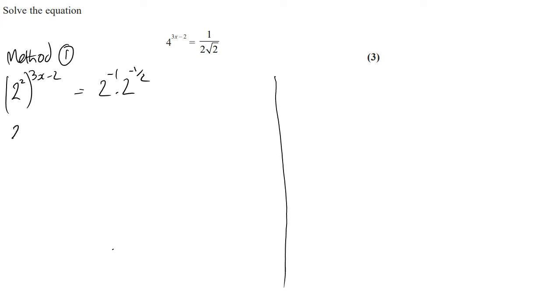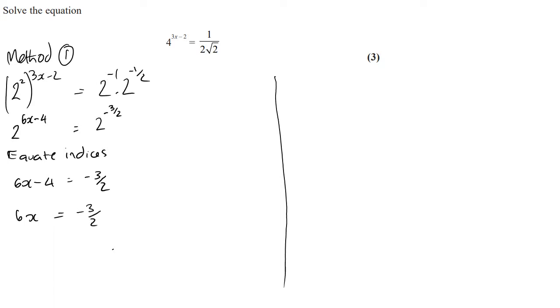Using the rules of powers, we get 2 to the 6x minus 4. And again on the other side, 2 to the minus 3 over 2. Here we can now equate indices, so that we get 6x minus 4 equals minus 3 over 2. And then it's just a case of solving the equation. Take the minus 4 over, so we have 6x equals minus 3 over 2.